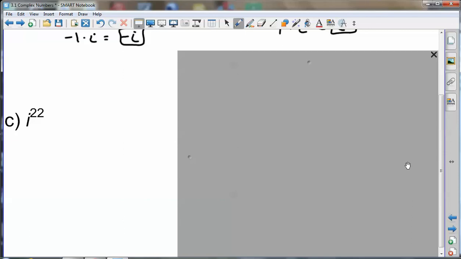Alright, if I said I to the 22nd, that's I squared to the 11th, since 22 divided by 2 is 11. None left over this time. So negative 1 to the 11th. You guys know how we're getting these? Okay. You ready for one that you have to think a little more?